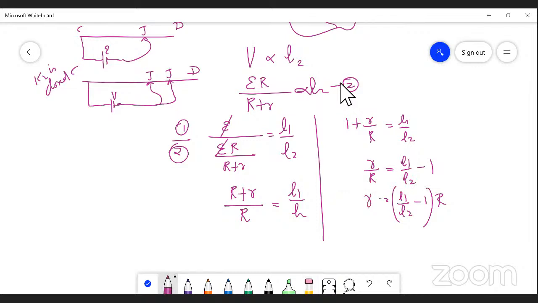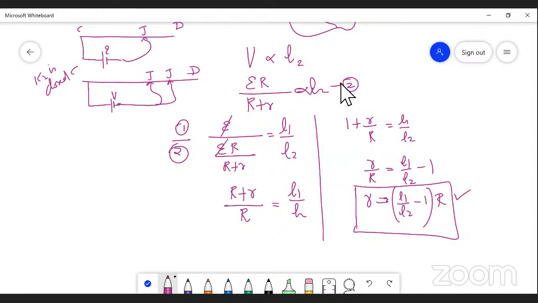Small r equals (L1 by L2 minus 1) into capital R. This will give you the internal resistance of the cell. So, in order to determine the internal resistance of the cell, the value of capital R, the external resistance connected to the secondary circuit, must be known.